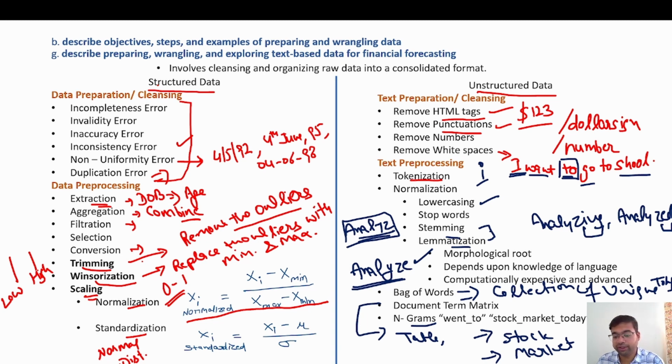But if I define a 2-gram and combine these two tokens, stock and market, the whole meaning changes. Instead of stock and market being treated as different tokens, I combined them into stock_market. This is a 2-gram because I have combined two tokens. N-grams are used because they keep the semantics alive.